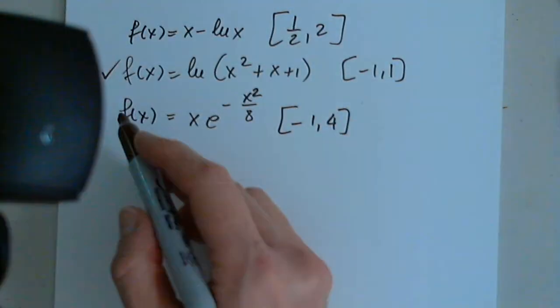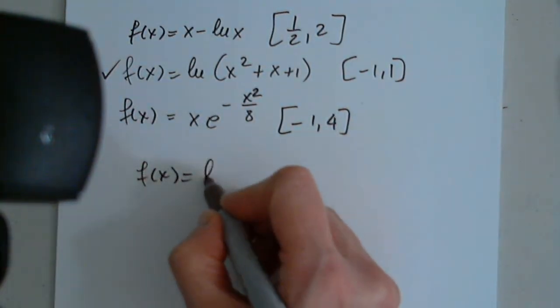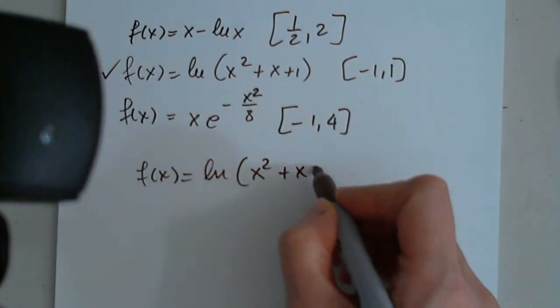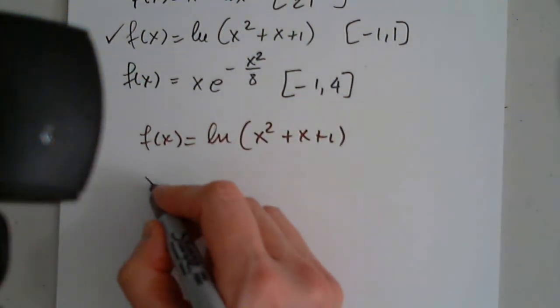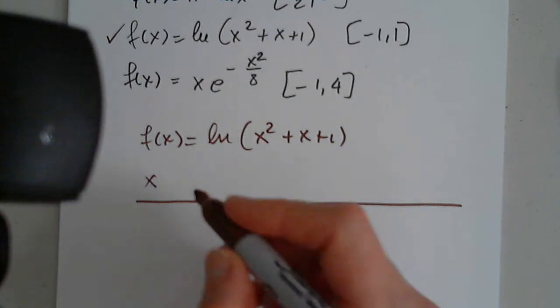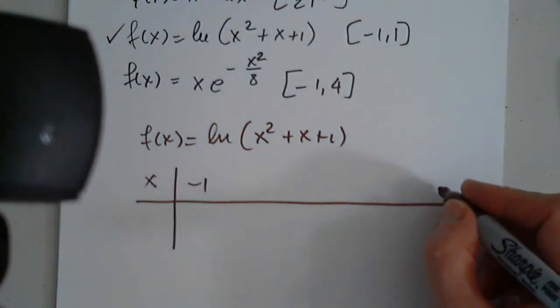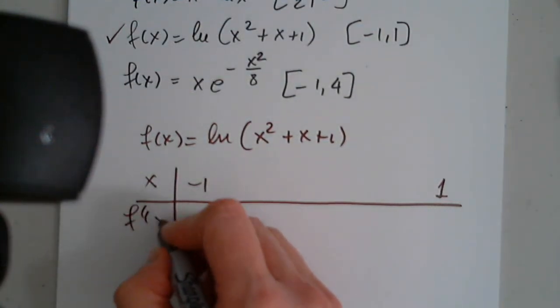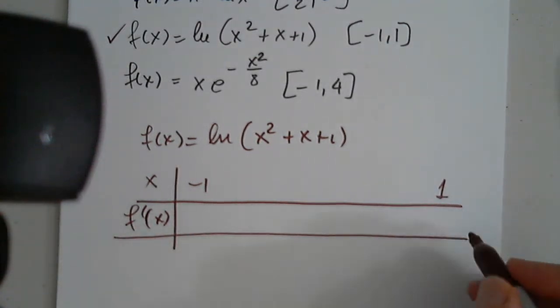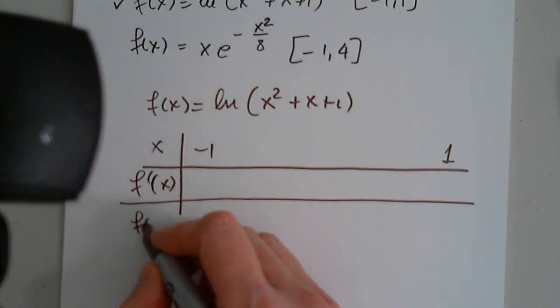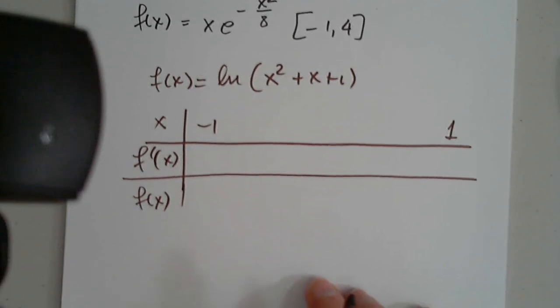Okay, so we are choosing f of x equals natural log of x squared plus x plus 1. And we start with x. No discussion on the domain is needed for this particular problem because we are given the domain. Otherwise, we will always start with the domain.